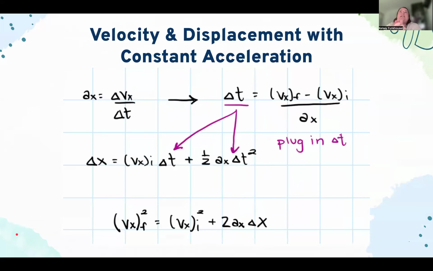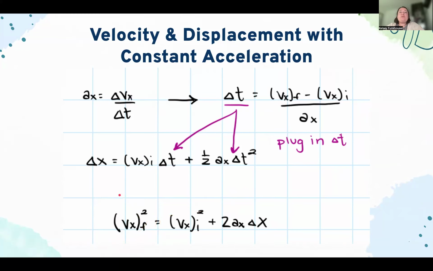And the last one is velocity and displacement with constant acceleration. And this one also starts with the acceleration equation. This time you can solve for the time interval, which gives you the final velocity minus the initial divided by the acceleration. And then you can plug this fraction into the displacement equation for the time interval. I'm not going to show you that algebra because, like I said, we don't need to be able to do this. We just need to have some idea of where these come from and then be able to use them.